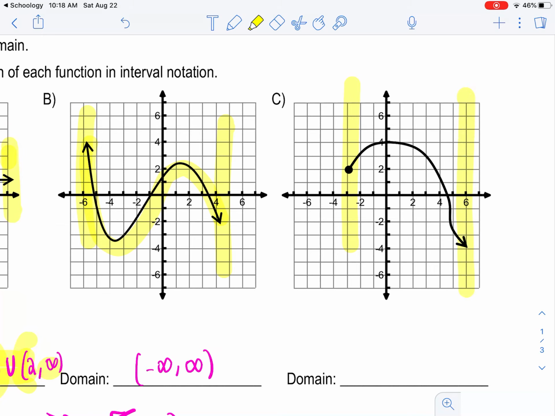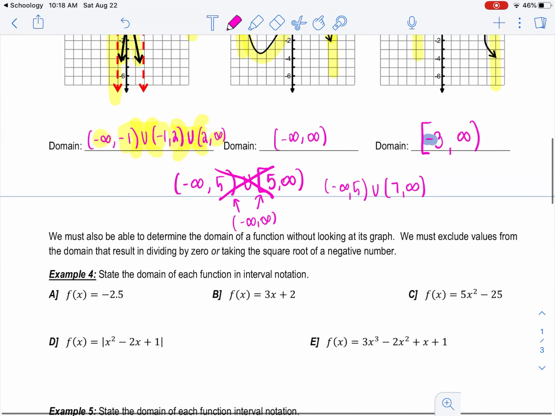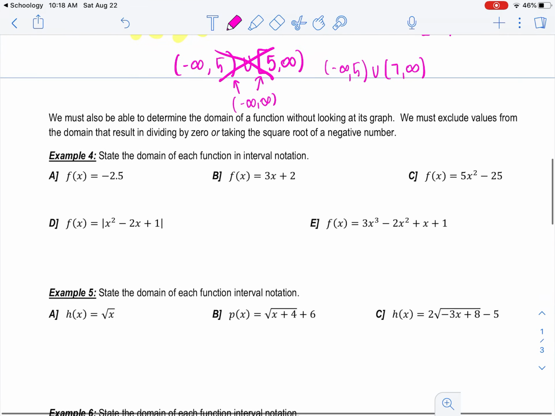All right, so we're going to say where it starts. It starts at negative 3, and there's a point there, so we're going to close the bracket, comma, and then it goes forever, infinity. So there's domain from a graph. You've done that before. Okay.